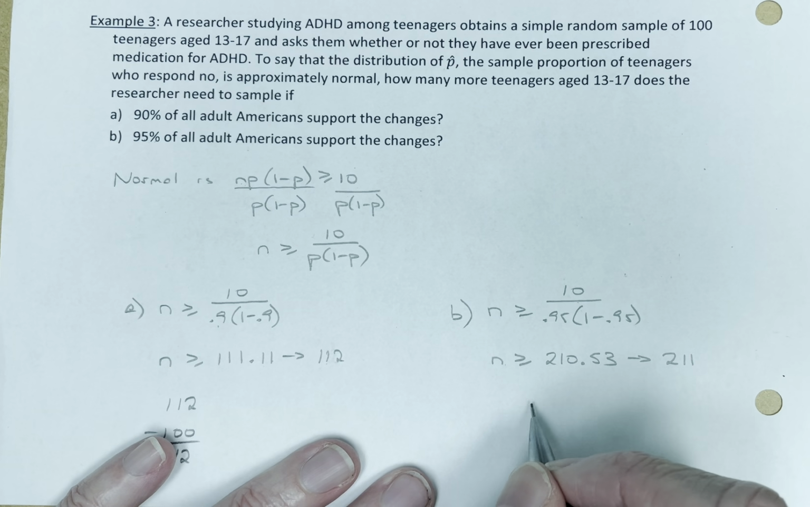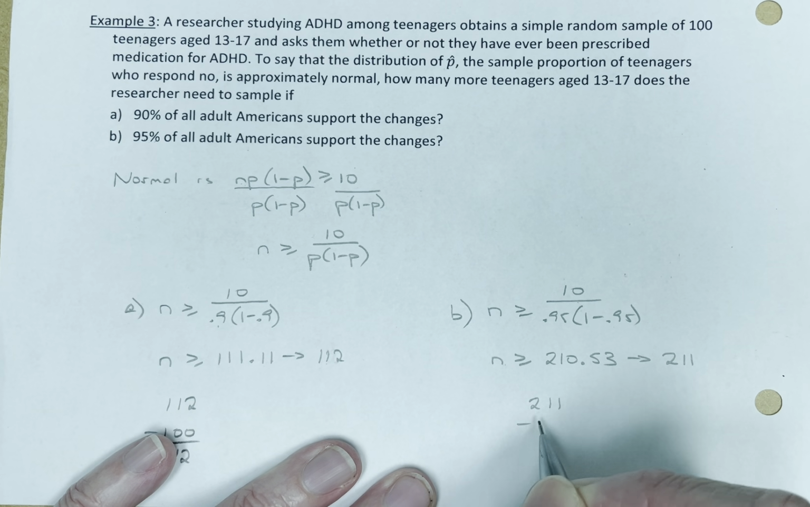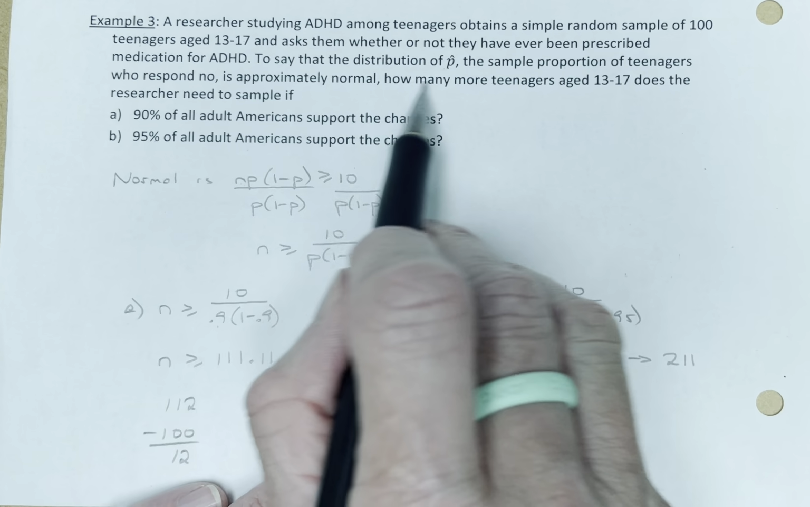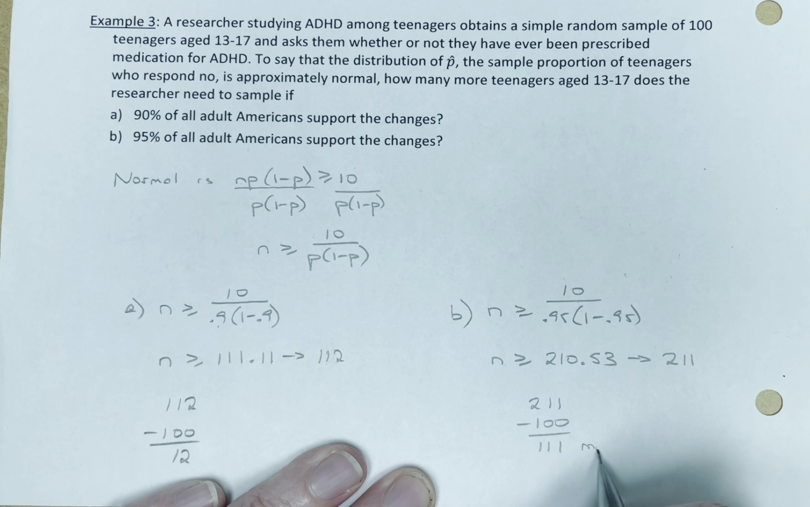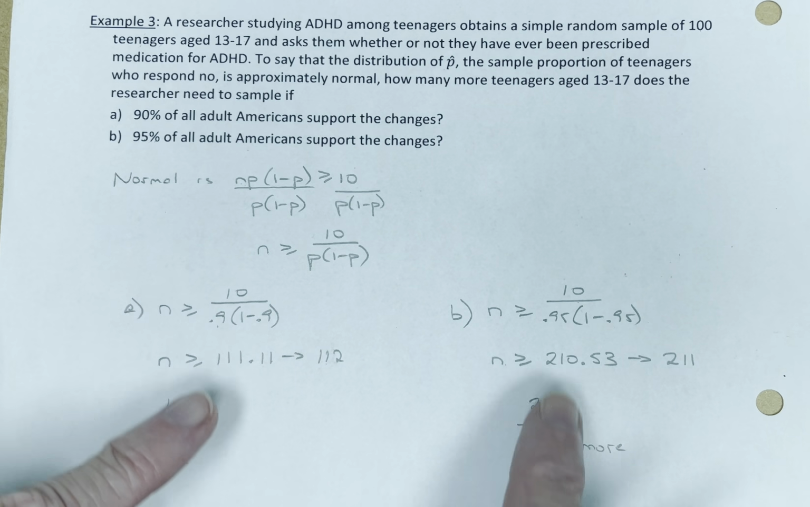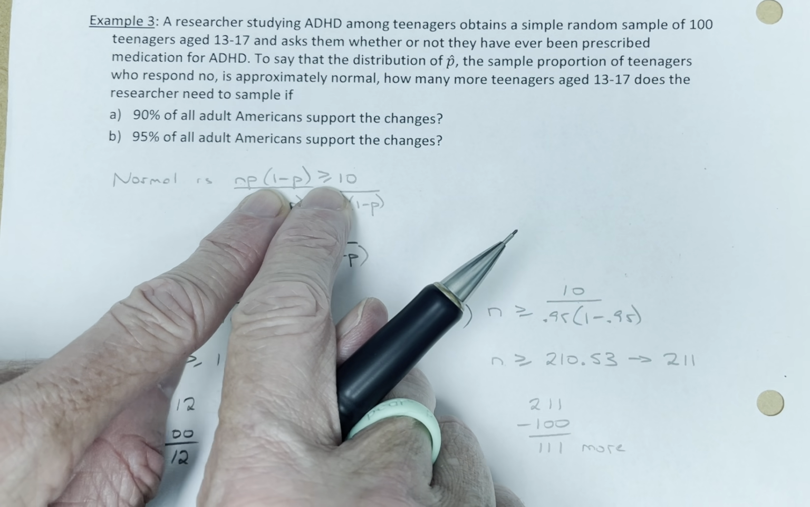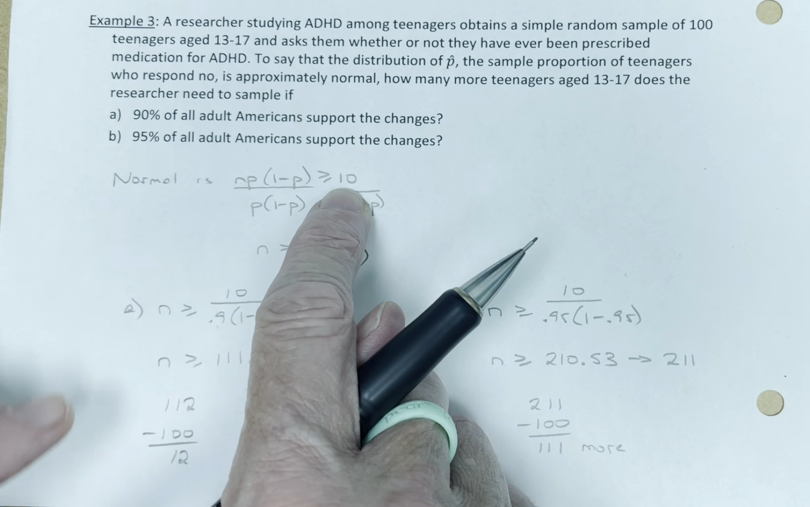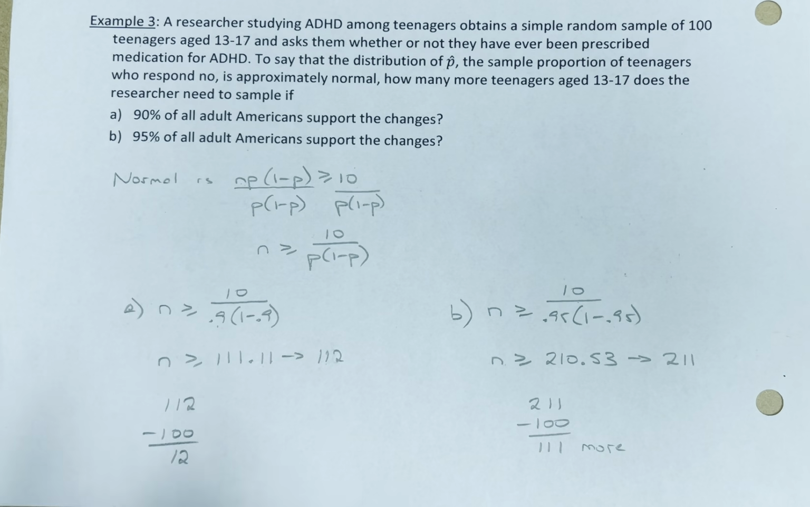Okay, so we take 211 and we subtract 100. We need 111 additional. How many more? 111 more people. Okay, so that's using this formula, that's using this n times p times 1 minus p greater than or equal to 10 to talk about the sample size that we need.